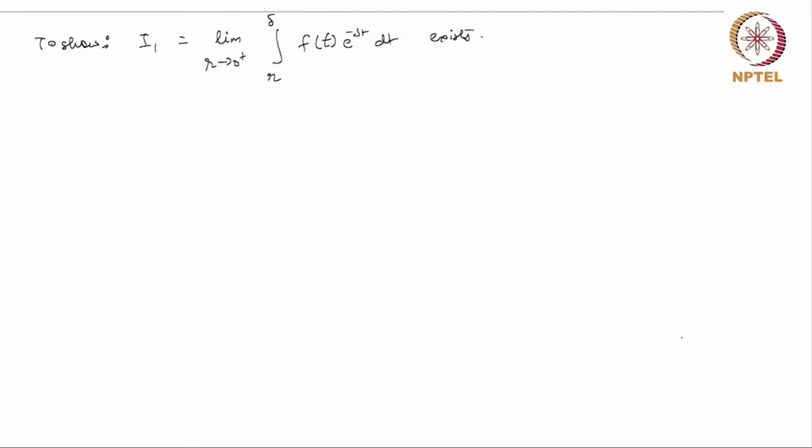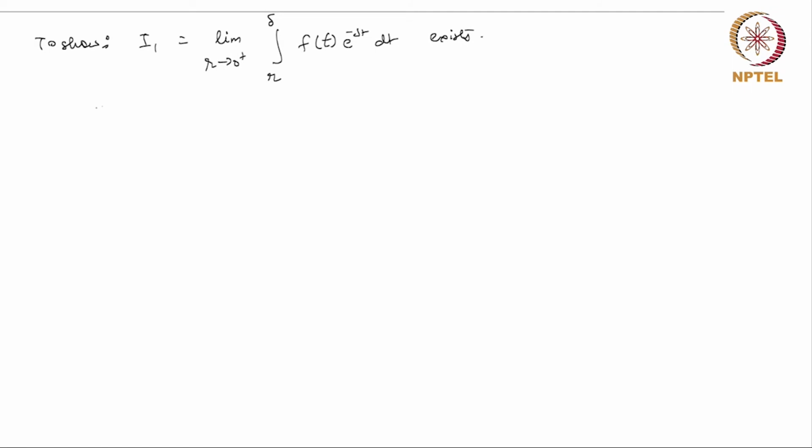Now we still have to show that the integral I1, which is the limit as r goes to 0 plus of the integral from r to delta of f(t) e to the power minus st dt, exists. This takes care of the vertical asymptote at 0.